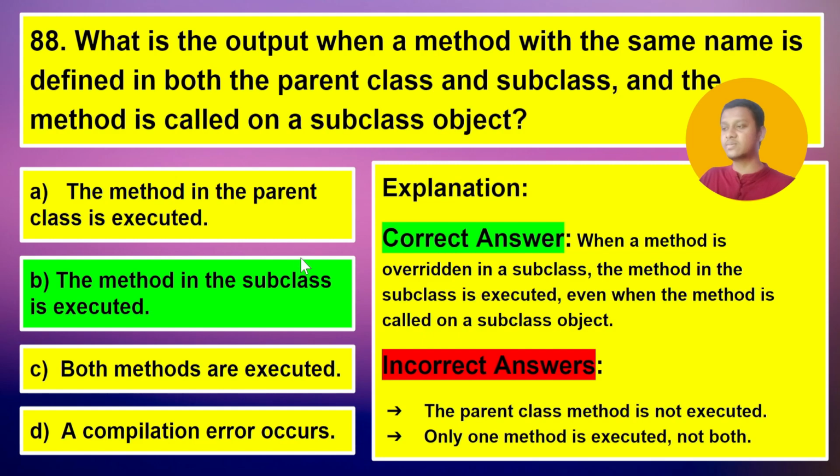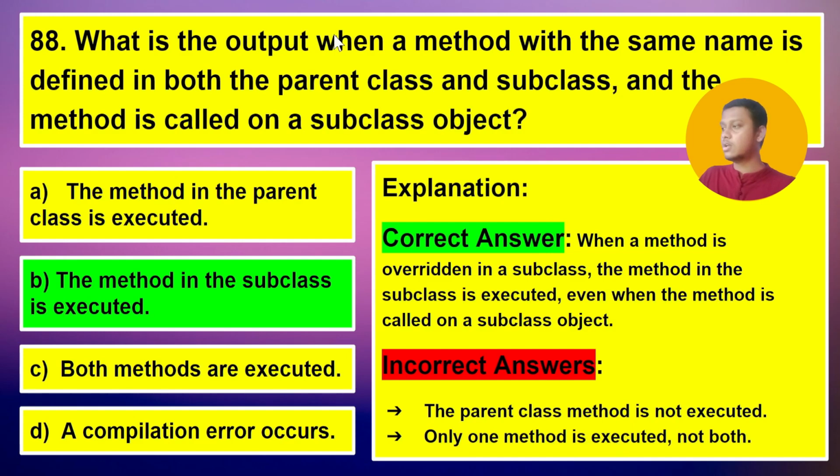As you can see in the explanation, when a method is overridden in a subclass, the method in the subclass is actually executed even when the method is called on a subclass object. Other options are incorrect because the parent class method is not executed actually and only one method is executed, not both.